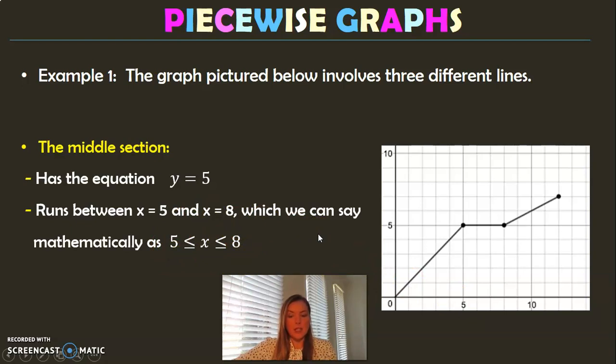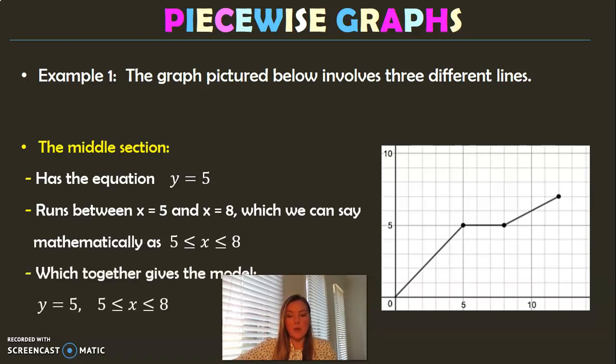So we can write that section, bringing those two things together, the equation for the line as well as the domain. We can write that as y equals 5, comma, and this section here, okay, which is telling me that x is bound by 5 and 8.